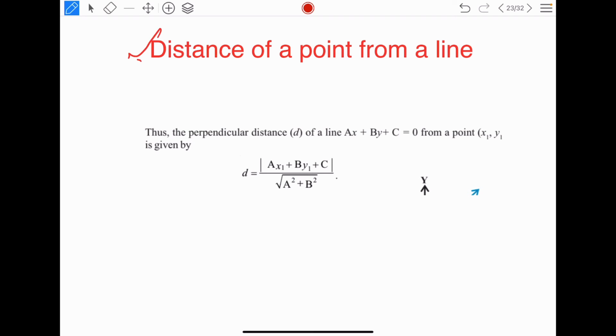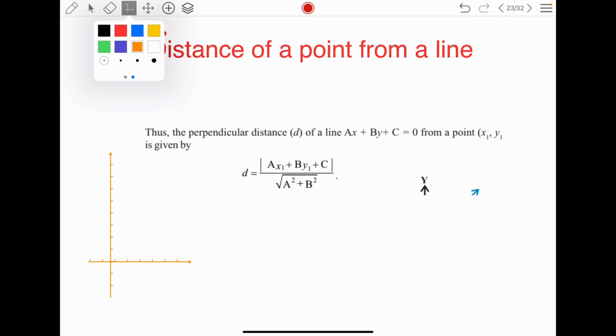Very important: distance of a point from a line. You have been given any arbitrary point. Suppose I have my line here, and I have a point here. I have to find this distance between the point and the line.